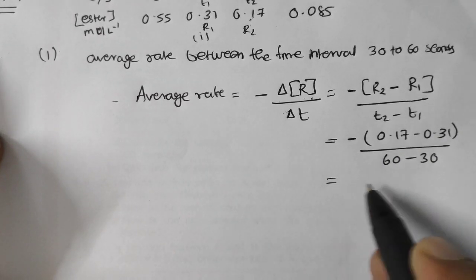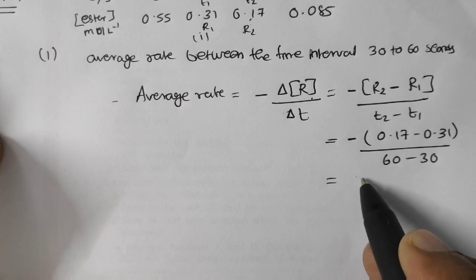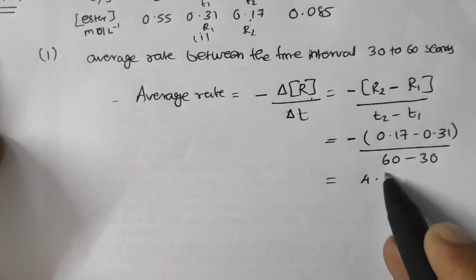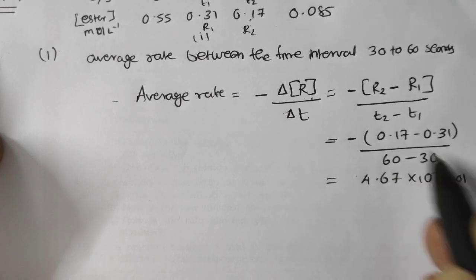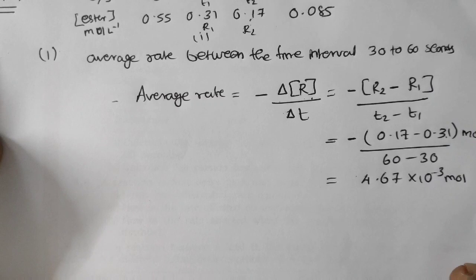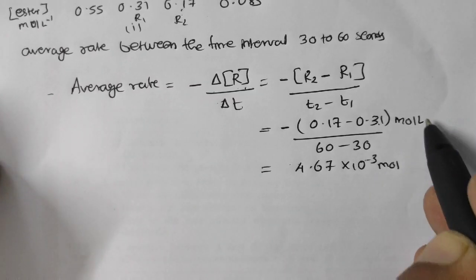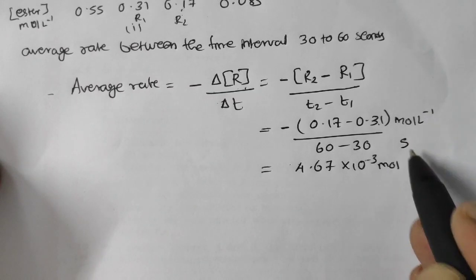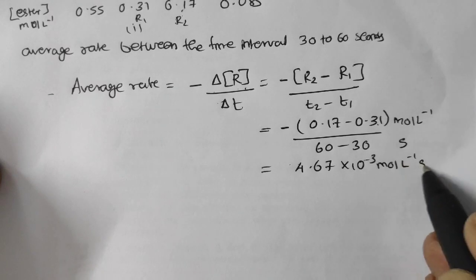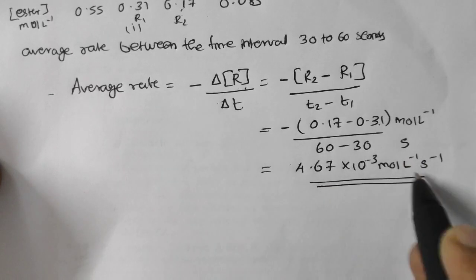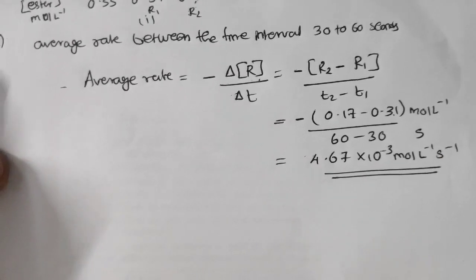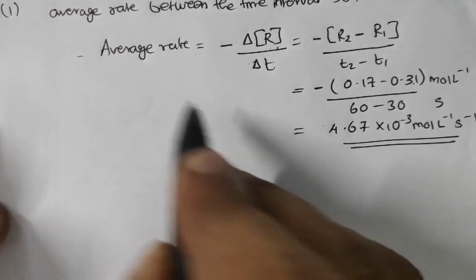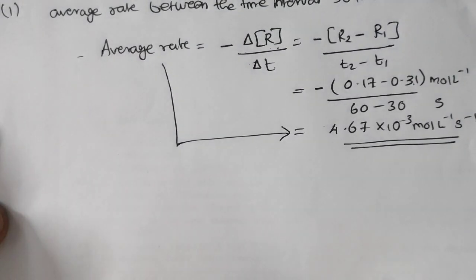So if you calculate, you will get 4.67 into 10 raised to minus 3 mole liter inverse second inverse, because this is mole liter inverse and this is second. If you see, this unit is also of first order. Now we got the average rate, so the first question is done.